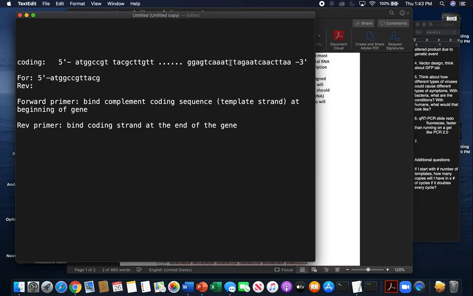For the reverse primer, I need it to bind the coding strand, so binding the coding strand at the end of the gene. So I take the end of the gene, and how do I bind this exact sequence? Well, I need the reverse complement, which is going to be, here, we'll just write it. We'll write out these last few again. So we get TAG, TT, G, AATT. And so this will be the reverse primer, but which way is it facing? It's actually backwards, so this is the 5' side.